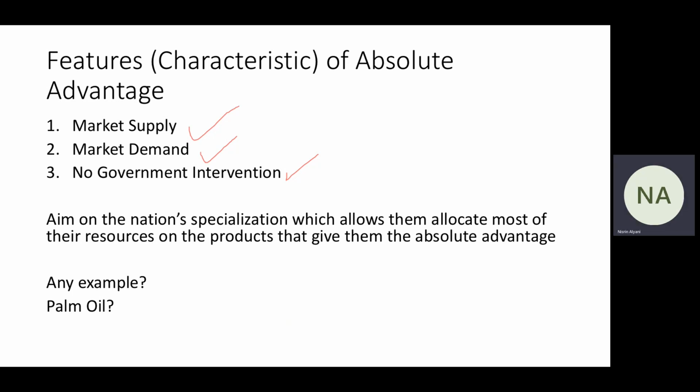In modern nations, specialization allows them to allocate most of their resources to the products that give them the absolute advantage. For example, palm oil. Where exactly does Malaysia rank for palm oil? Are we in the top 5 in the Asian region or in the world? Most probably Malaysia is among the top 10 palm oil producing countries. However, you must know that other countries also produce much more palm oil than Malaysia.